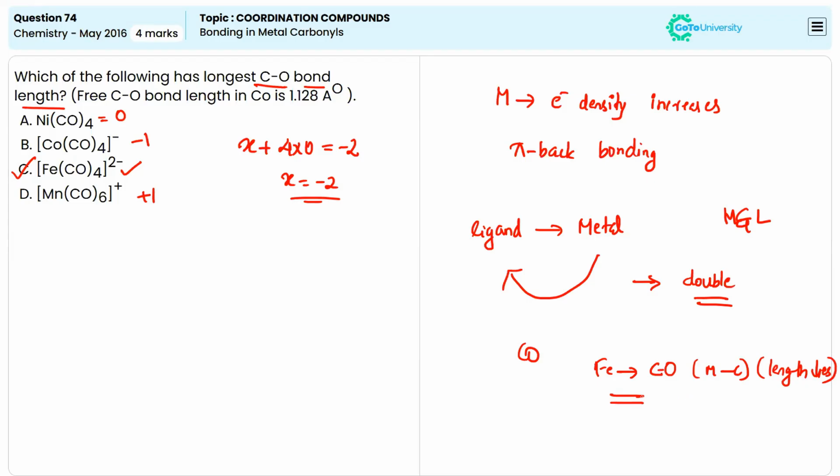But when the bond between the metal and the carbon becomes strong, the bond between the carbon and oxygen present in this ligand becomes weak. So this is strong, but this becomes weak. So here the weak bond will have higher bond length, right? So Fe(CO)4 2 minus will have the longest carbon oxygen bond length. They are not asking the metal carbon bond length, but the carbon oxygen bond length. So that will be higher in the third one. So option C is the correct answer.